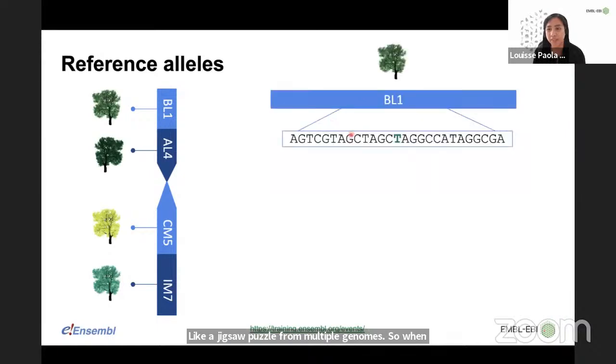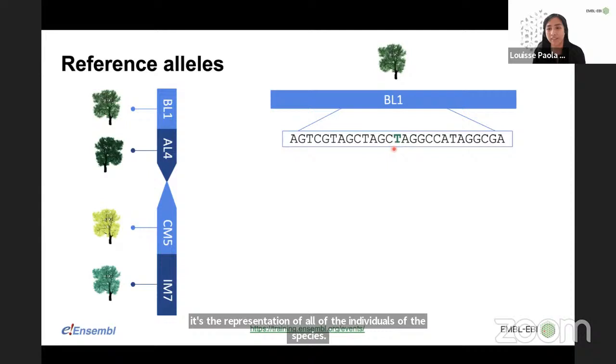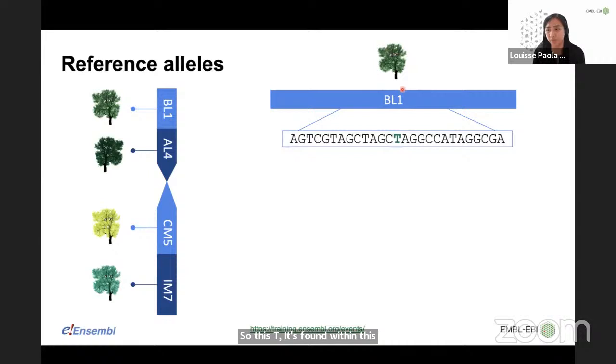So when you take a sequence from a genome assembly and look at a particular variant, for example T in the sequence, it doesn't necessarily mean that it's a representation of all of the individuals of the species. This T allele is found within this particular individual, but it doesn't mean that all the other individuals also have this T allele at that position. This individual might carry an allele that could cause susceptibility to a disease.